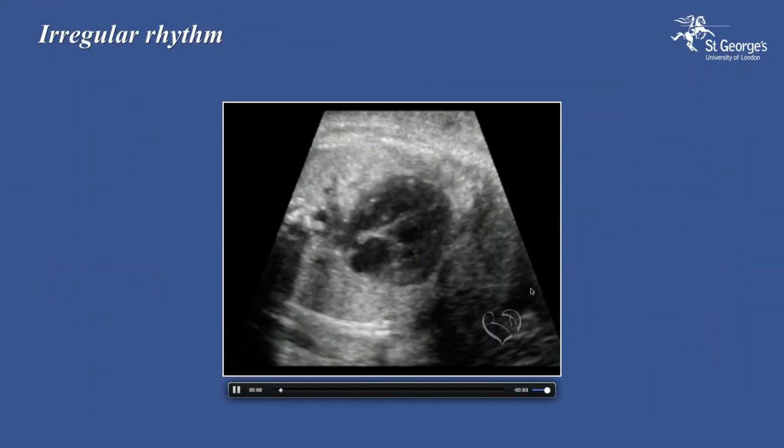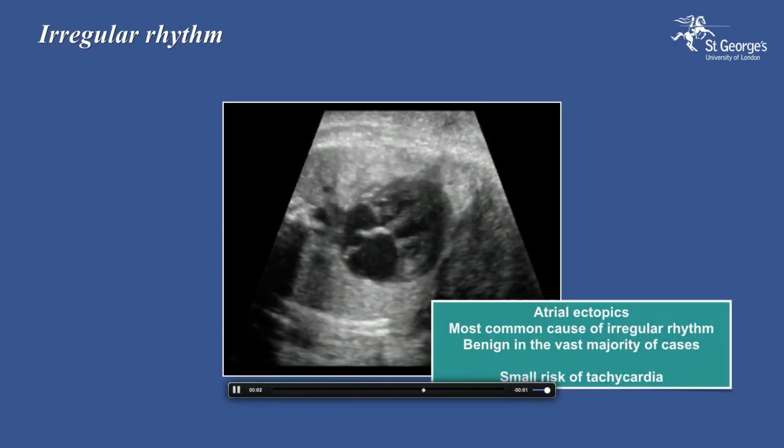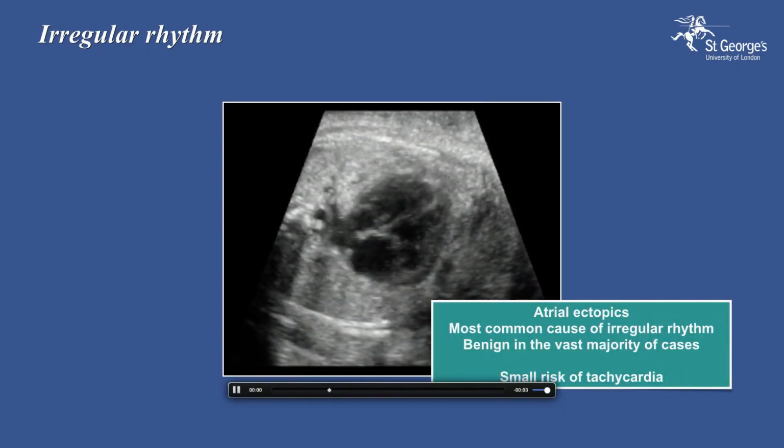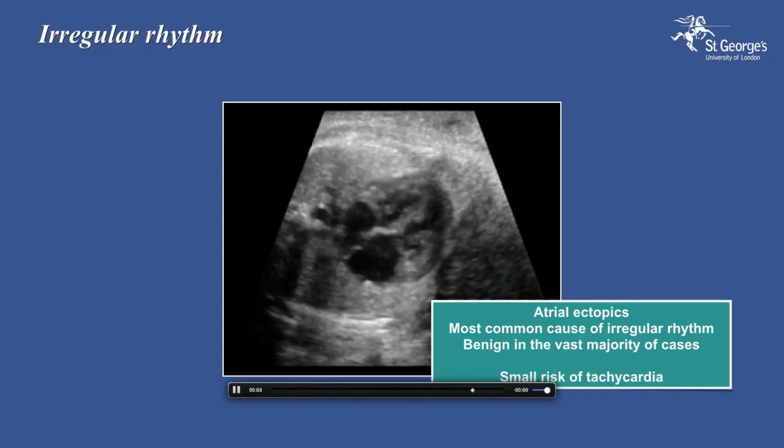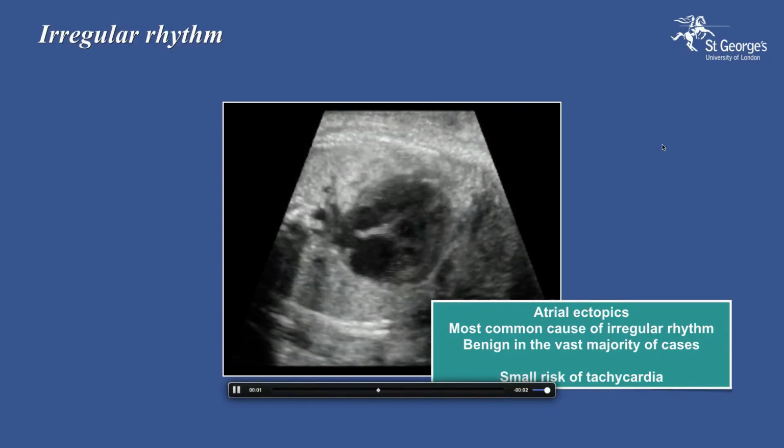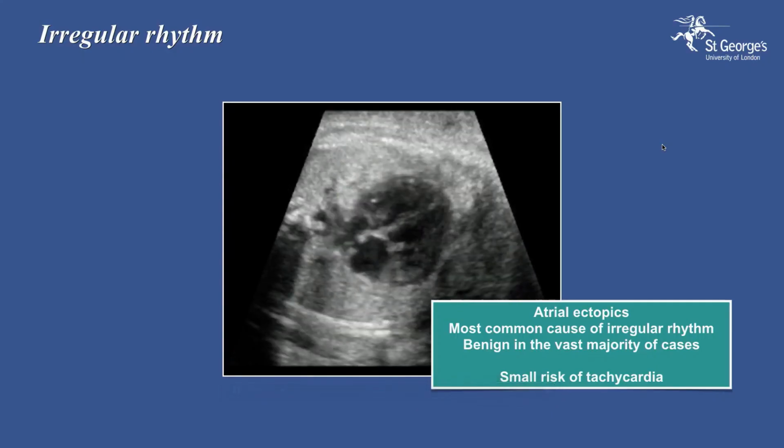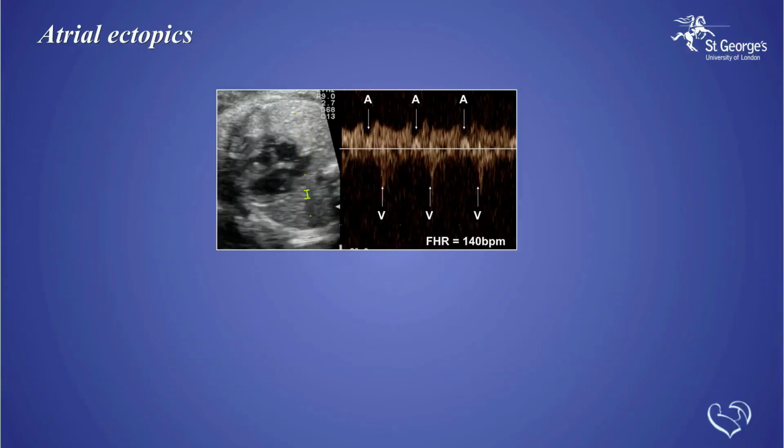So that's the irregular rhythm. Atrial ectopic is the summary. Most common cause of irregular rhythm, benign in the vast majority of cases, but there's a small risk of tachycardia, and how are we going to monitor that?